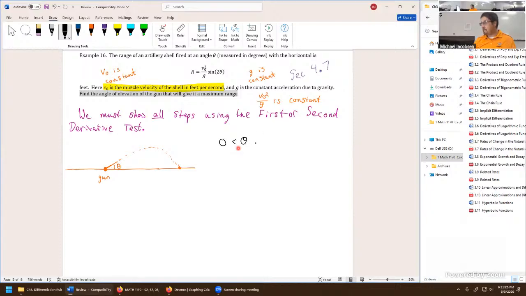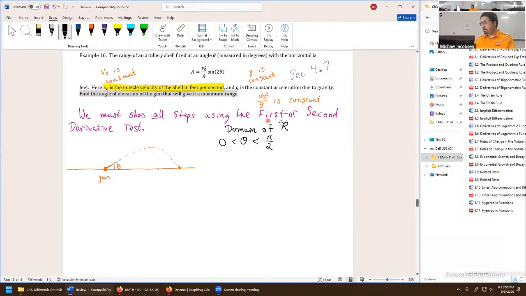But at the same time, we don't want to fire it straight up into the air either. So this should be less than 90 degrees, or pi/2 radians, which would be the typical unit we would use. That's a reasonable domain for this kind of function. Between 0 and pi/2 is the domain of R. Knowing that domain is going to simplify a lot of the steps we have to take when we do the optimization.